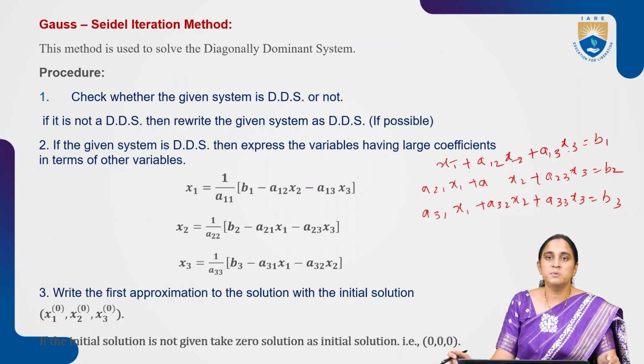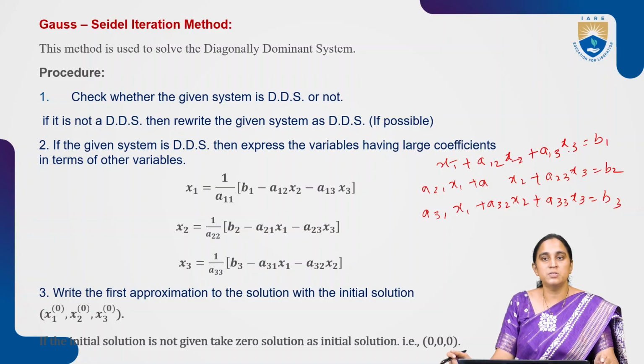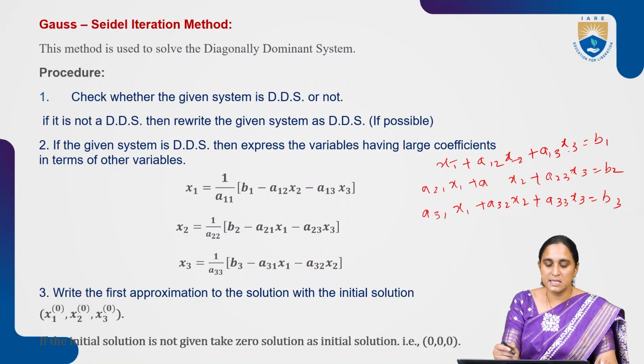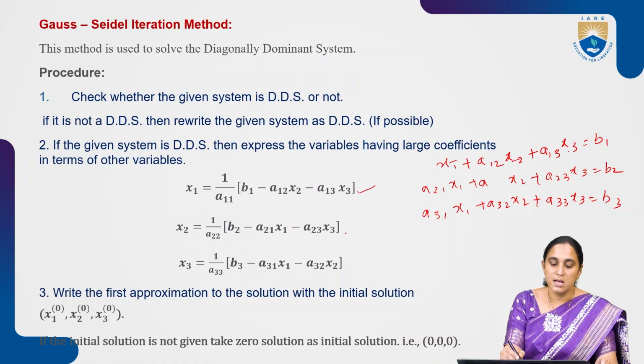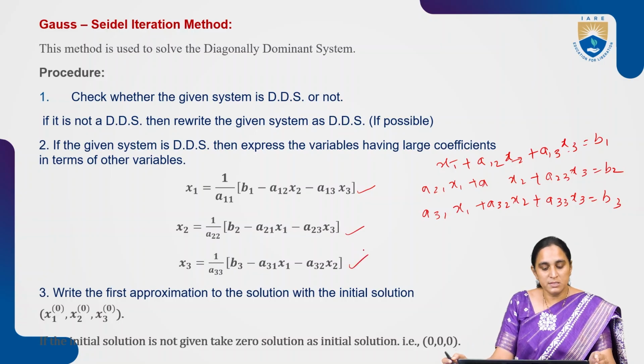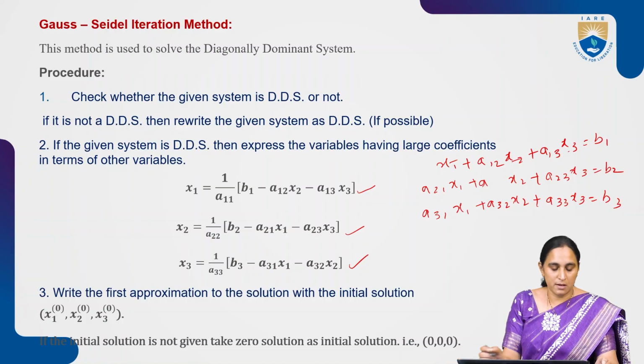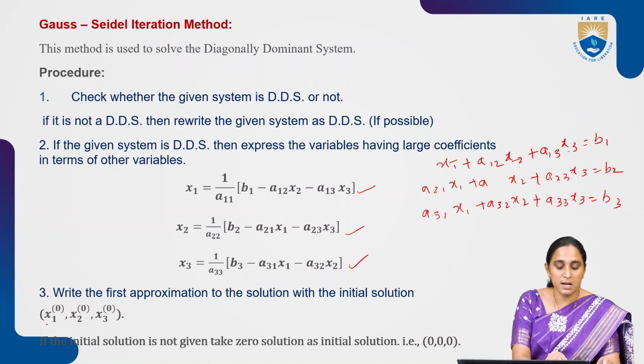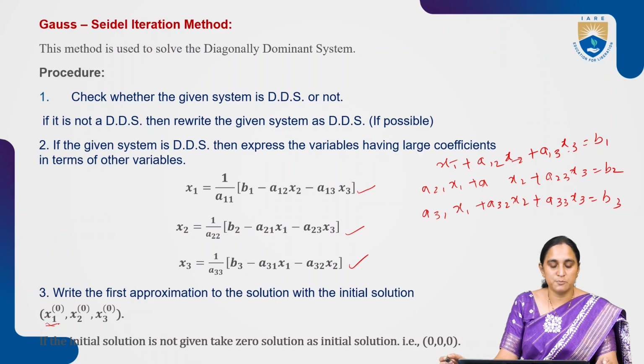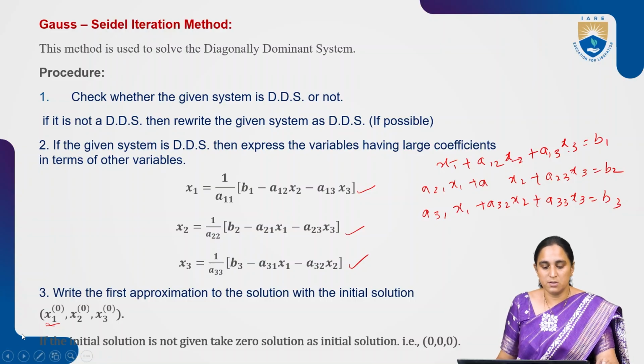What is the main concept here? We have to find the unknown values of x1, x2, x3. For that, first write the equations: from the first equation write x1, from the second equation write x2, and from the third equation write x3. This is the first approximation. To get the first approximation, we consider the symbols x1 power 0, x2 power 0 and x3 power 0. Here the solution is not given, so take 0 as the initial solution, that is 0, 0, 0.